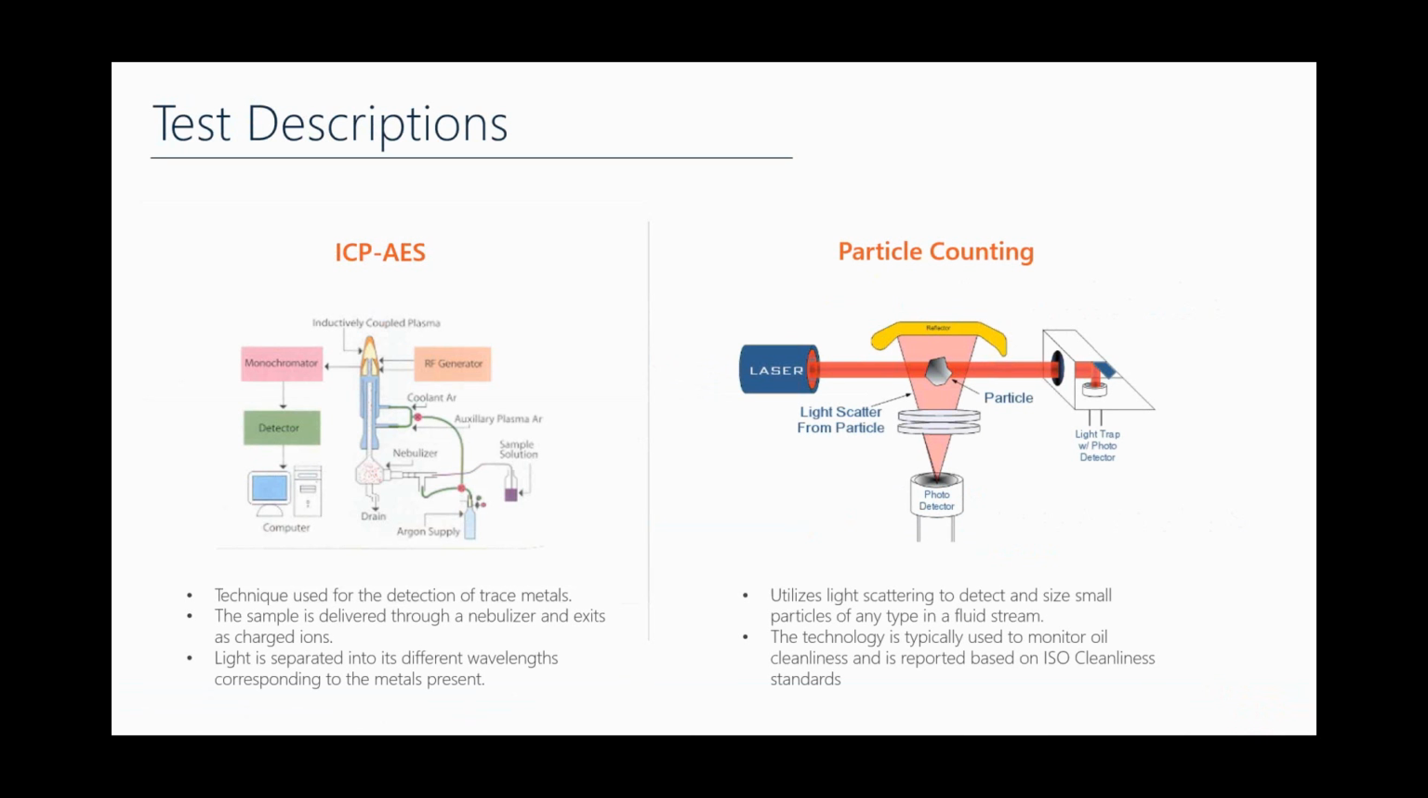The sample is delivered through a nebulizer tube, is charged, and exits with charged ions. The light from this is separated into different wavelengths corresponding to the metals present in that sample. This lab test typically quantifies about 22 different elements, but that can vary depending on the lab. On the right is a typical optical particle counting setup. This essentially uses a photosensor to detect the light scattered as particles pass through the flow path.